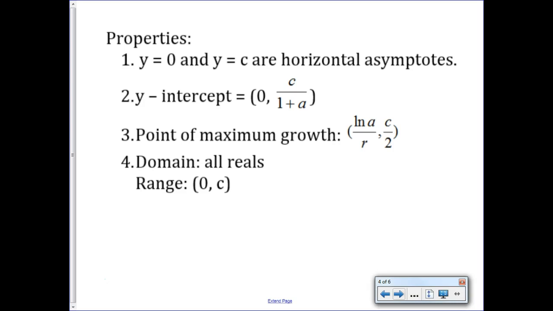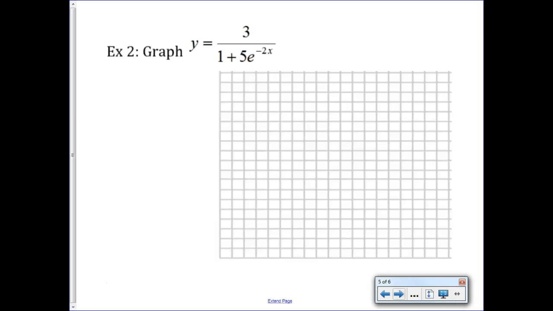y-intercept value. So point of maximum growth is the natural log of a over r, and then c divided by 2. Domain, all real numbers, so negative infinity to positive infinity. And then our range, as we talked about, is going to be between those horizontal asymptotes, so anywhere from 0 to c.